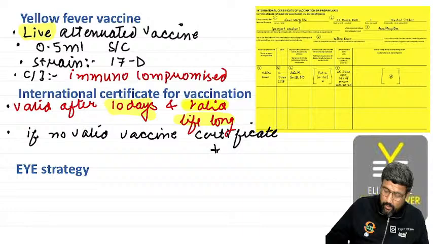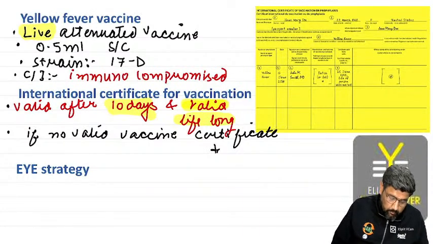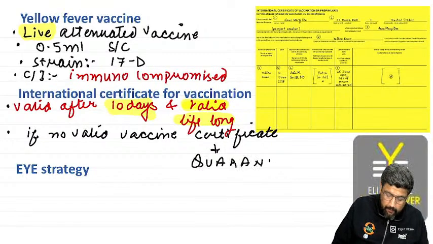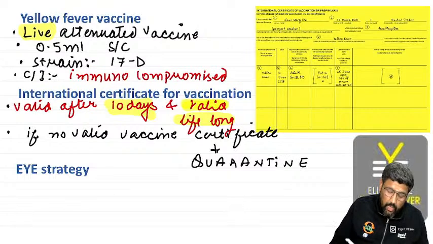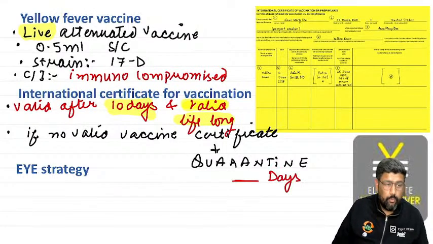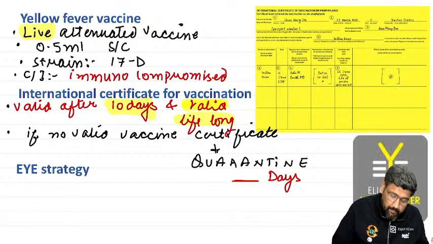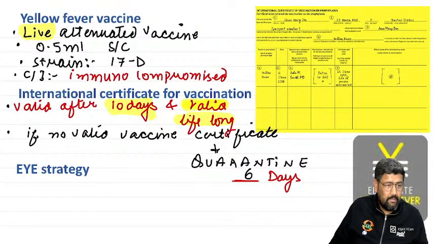Hanji bachcho, can I get your answer in the chat box? What will you do? Very good, Dr. Rajat. Quarantine. We will quarantine. Very good, Dr. Rachna. Very good, Dr. Arohi. Very good, bachcho. How many days? You are going to tell me how many days. We do quarantine for the maximum incubation period. And what is the maximum incubation period for yellow fever? Very good, beta. It is 6 days. We are going to quarantine for 6 days.